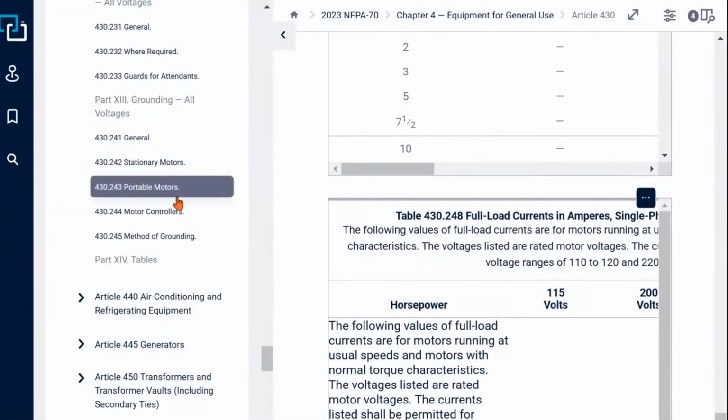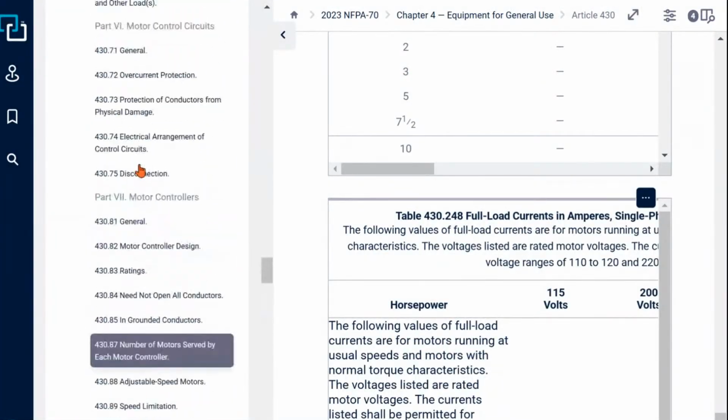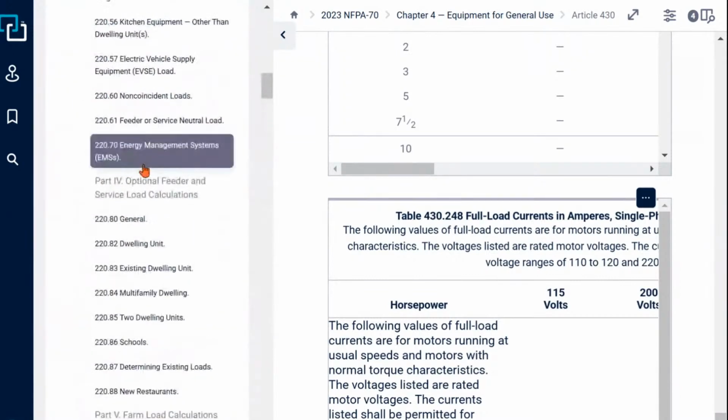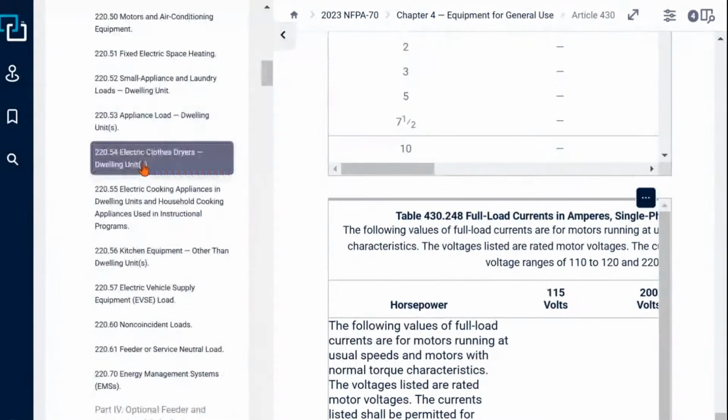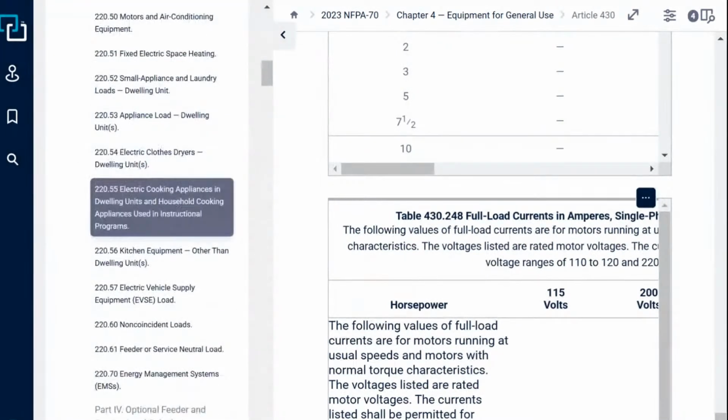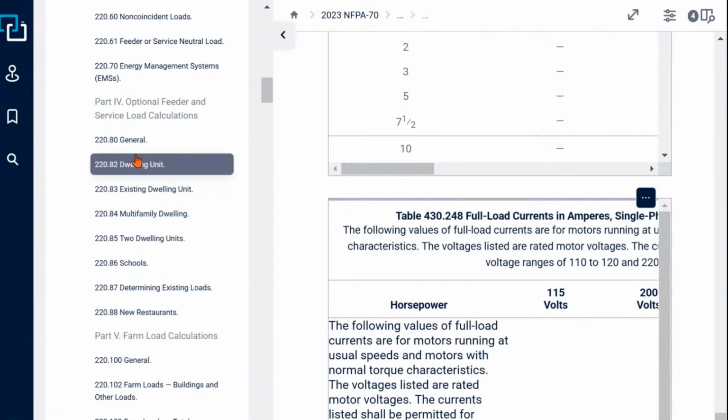All right, let's get back to it real quick. I wish I had a back button. Hey, NFPA, give me a back button. Make my life easier. Come on, brah. All right, so here we go.